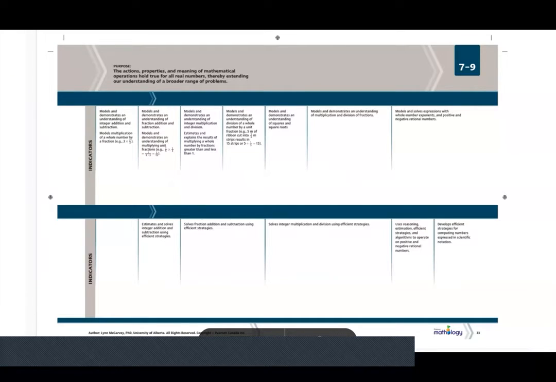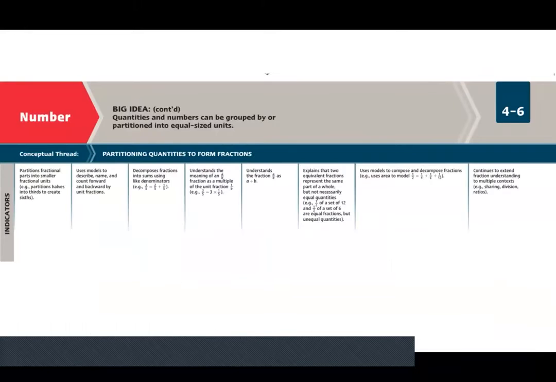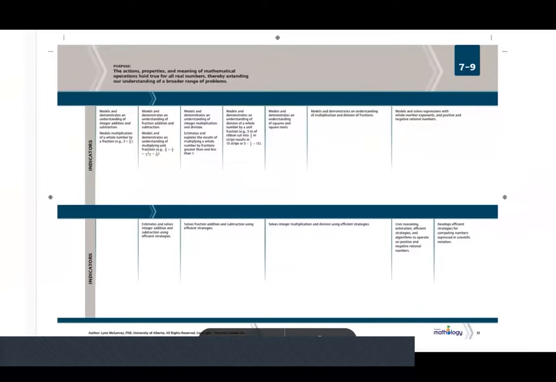So it looks at going up. The reason I put 7 to 9 on here, this one just shows 4 to 6. You should go back to K to 3 for fractions as well, but this is 4 to 6. And then the reason I put 7 to 9 was because it's starting to look at multiplying a whole number or a natural number by a fraction and the reverse.